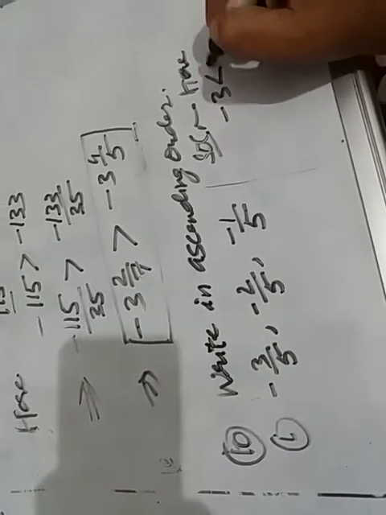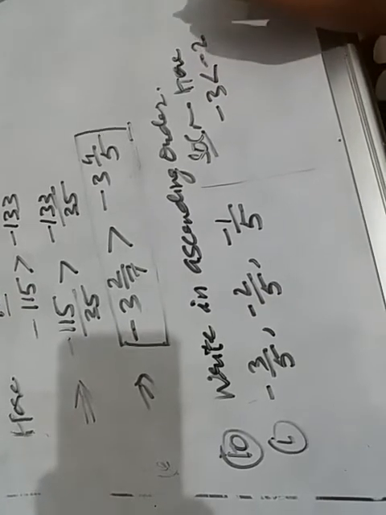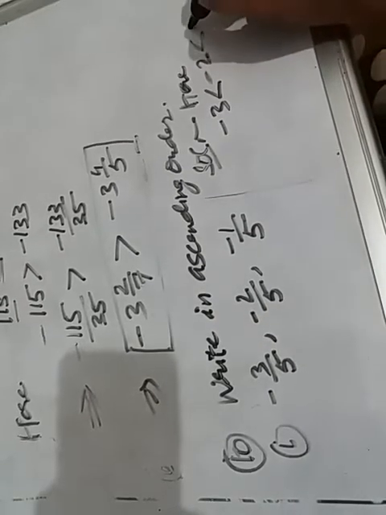Okay children, then minus 2 is greater than minus 3. Why greater? Because minus 2 is closer to 0 on the number line, and at the last, minus 1 is the greatest over here.